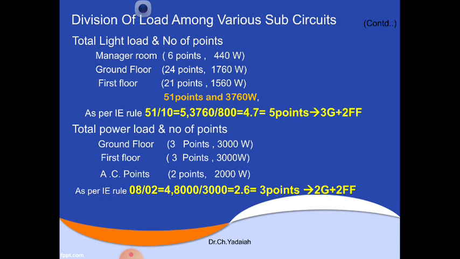Total 8 points divided by 2 points is equal to 4, or 8000 watts divided by 3000 watts, we get 2.6. Here is the 4 points, here is the 3 points. Sorry, here 3 points, but actually 4 points, because 2.6 is less, so we have to take only 4 as the sub-circuits. In this case, 2 sub-circuits for the ground floor and 2 sub-circuits for the first floor.